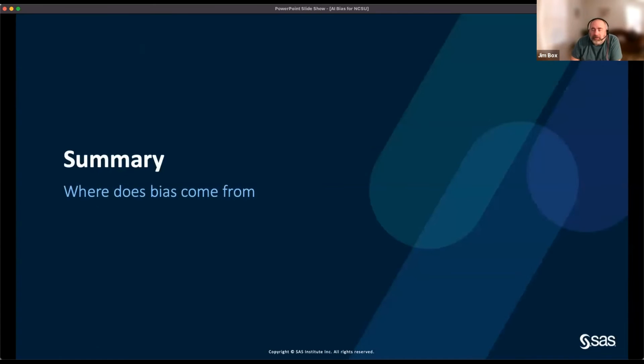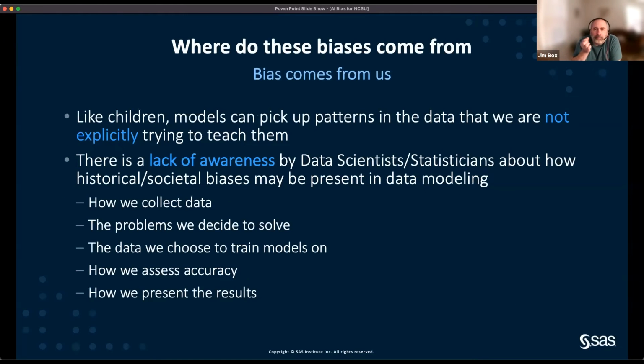So the summary: where do these biases come from, right? Like children, models pick up patterns in the data we're not explicitly trying to teach them, right? It's going to find any way of dividing this data into the groups that we're searching for. There's a lack of awareness, especially by data scientists in the US and Western Europe, about how historical societal biases may be present in data modeling. We don't think about this, right? Because we haven't had to think about it.